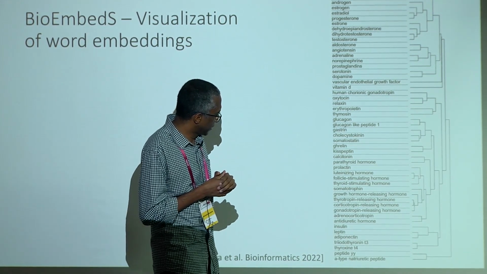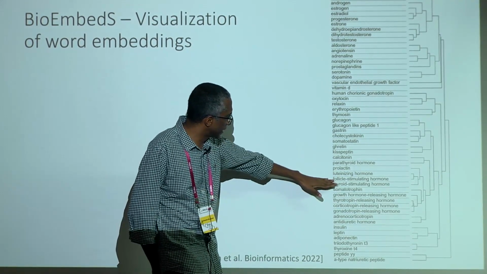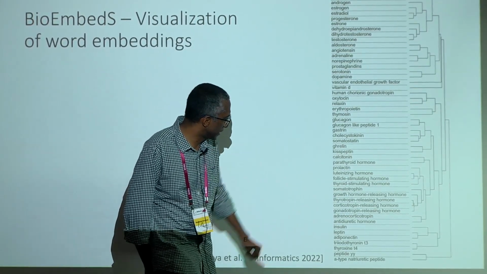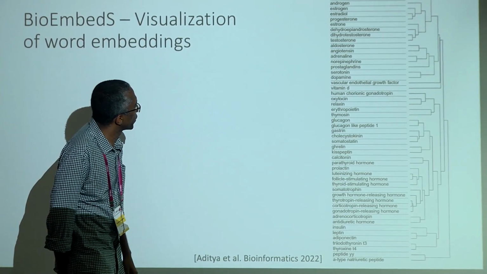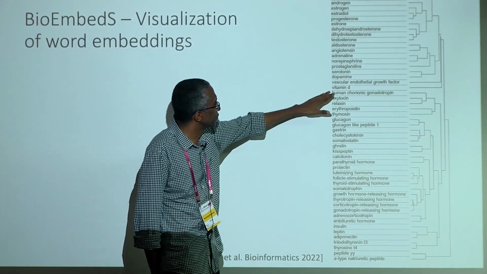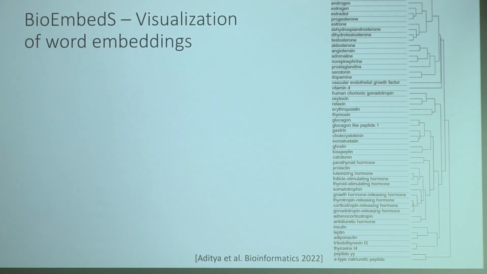And I just wanted to point out a few things. So there are these follicle stimulating hormones, thyroid stimulating hormones, and these reproductive hormones that group together. There is oxytocin, relaxin, these are muscle related hormones, so gonadotropin. So there were examples of hormones that group together according to the known biology.